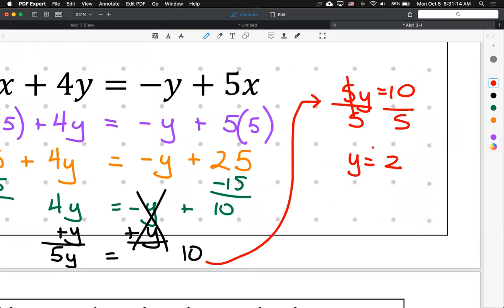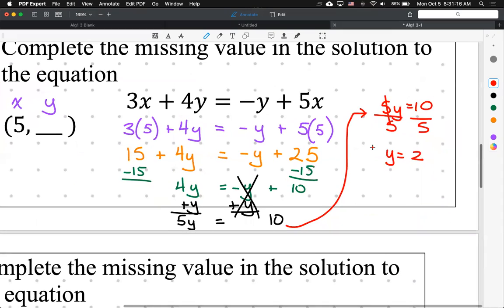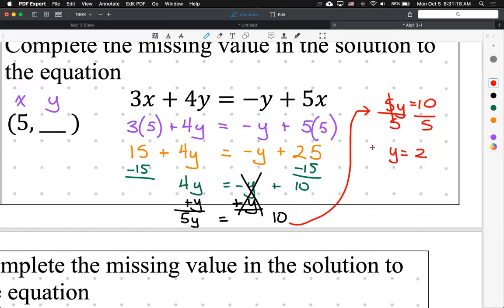And hey, that was what we were looking for. Again, if I scroll back out, I asked you guys, what is the y coordinate that completes the solution? And the only y coordinate that completes it is 2. So this 2, we're going to write it right here. So I come back over here and say 2.